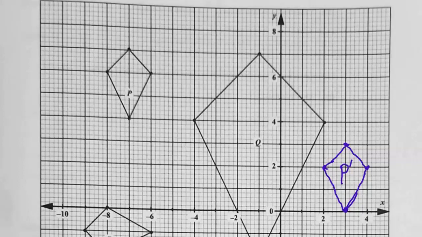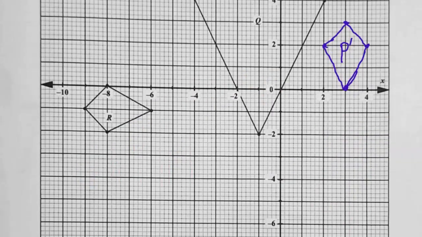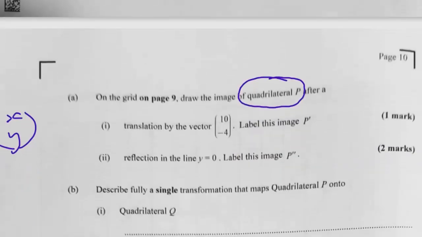P image is P translated by the vector 10, negative 4. So each vertex will move 10 to the right and 4 down. Alright, let's see what else they require of us. Okay, and the same grid. Draw the image of the quadrilateral P after a reflection in the line y equals 0. Label this image P double prime here.